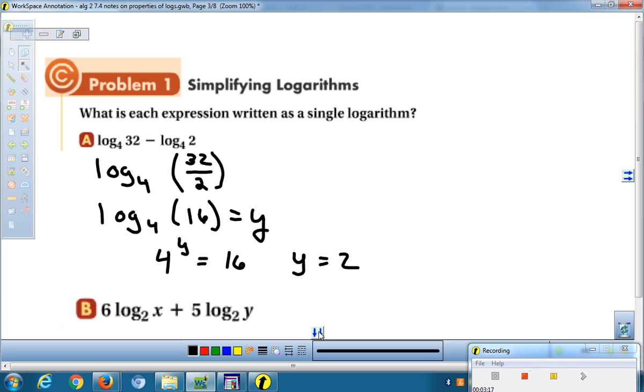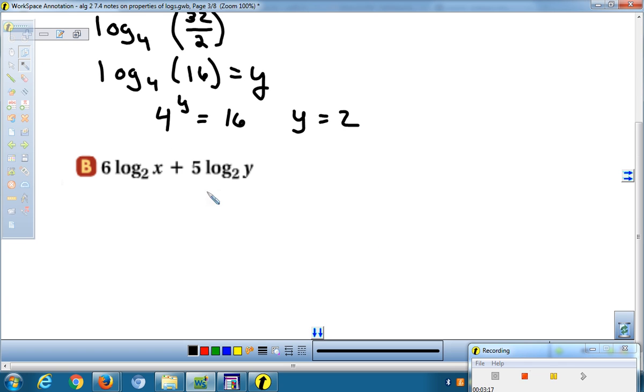Okay, let's try this next one. We have 6 log base 2 of x plus 5 log base 2 of y. This has multiple properties. Take care of the multiplication property, the constant multiple property first. So let's bring those numbers out in front up as powers. So this is log base 2 of x to the 6 plus log base 2 of y to the 5th.